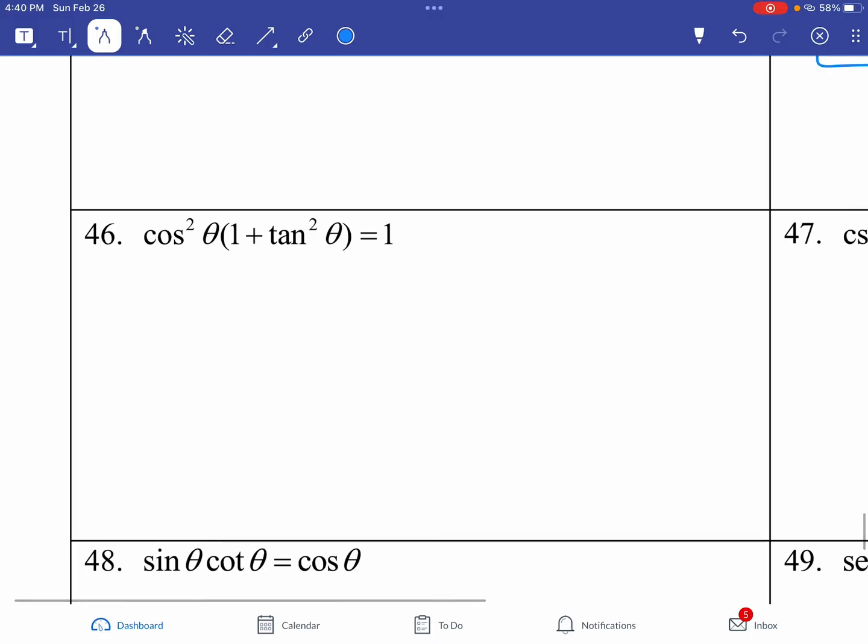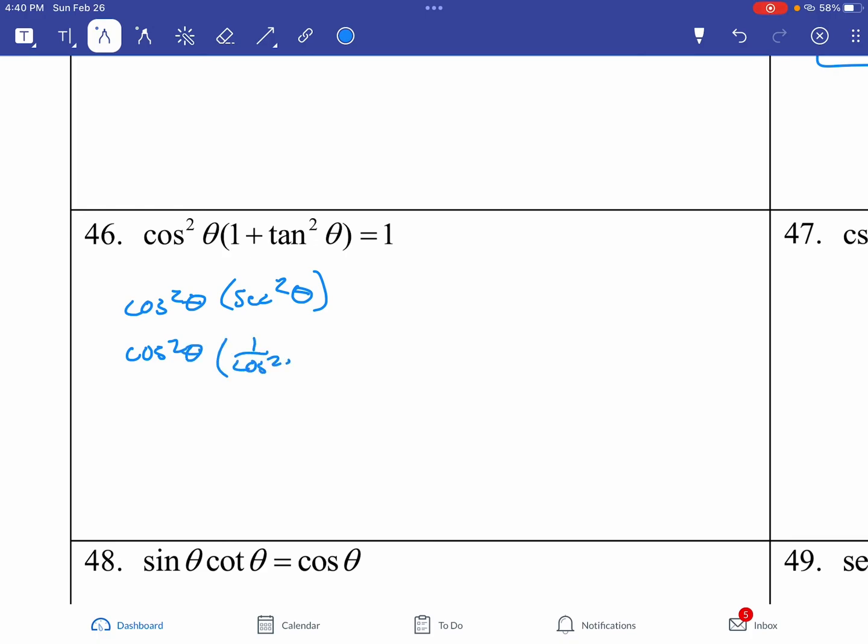All right. For this one, 1 plus tangent squared is a trig identity. A Pythagorean identity. I keep saying that. 1 plus tangent squared is secant squared times cosine squared. Well, cosine squared will stay. Secant squared becomes 1 over cosine squared. And then those two things would cancel to give you 1.